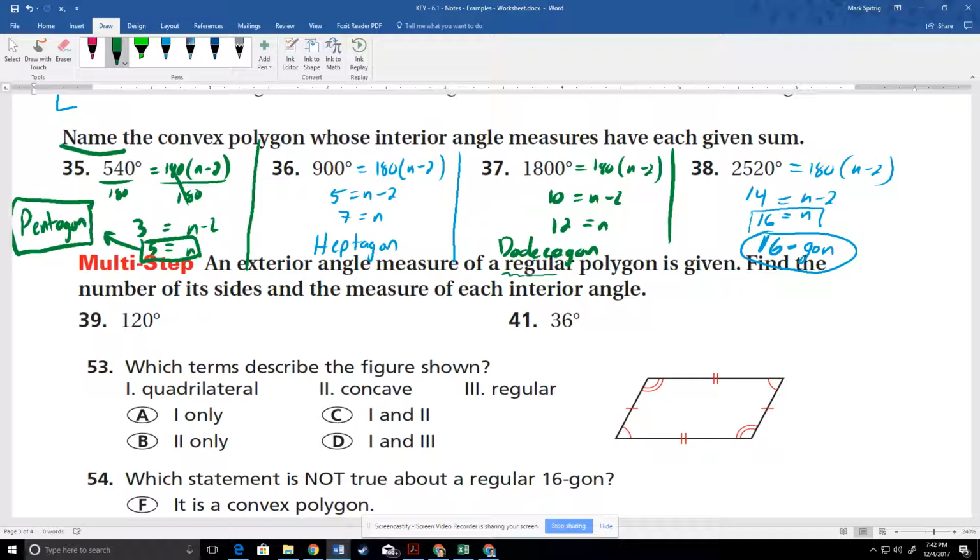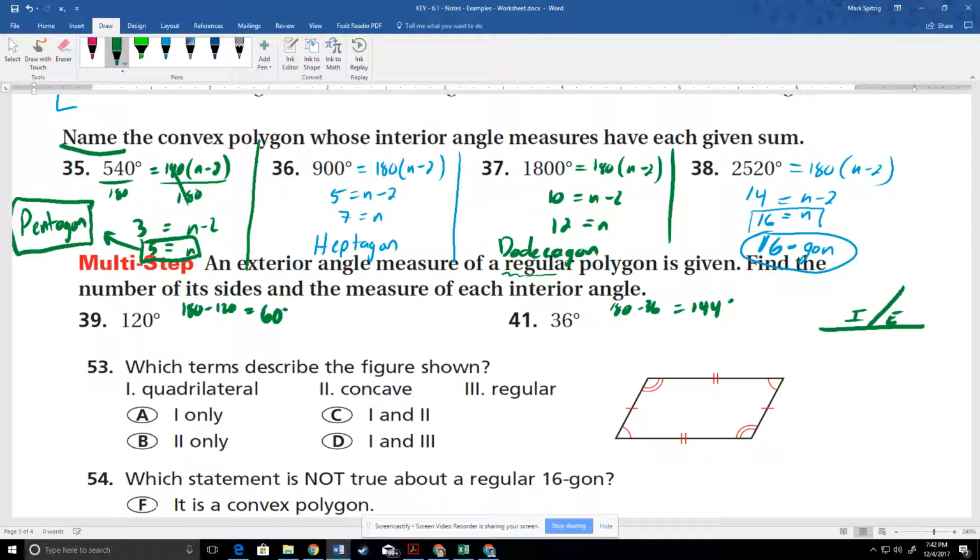Now, if it gives me an exterior angle, I always know that an interior angle and an exterior angle are always going to add up to 180. So to find the missing interior angle, I can just say 180 minus 120, and that gives me 60. So 60 is going to be my interior angle, and I can do the same thing over here. So I'll just do those right away. 180 minus 36 equals 144.